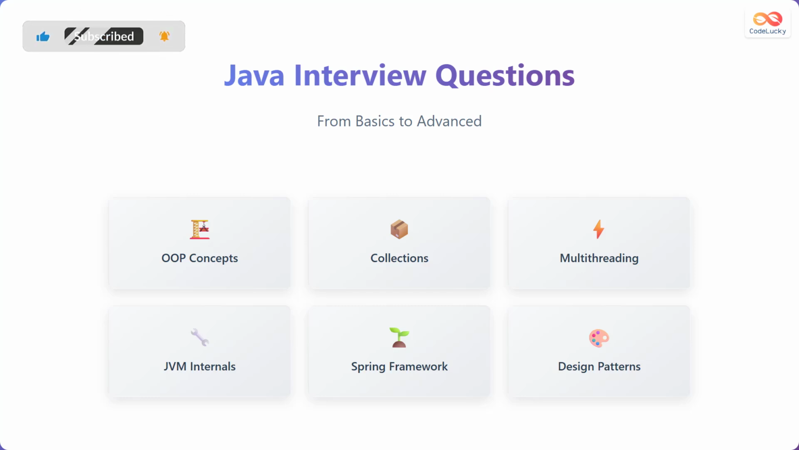First, object-oriented programming concepts including encapsulation, inheritance, polymorphism, and abstraction. Second, the Java collections framework with ArrayList, LinkedList, and HashSet implementations. Third, multithreading concepts for concurrent programming. Fourth, Java virtual machine internals including memory management and garbage collection.